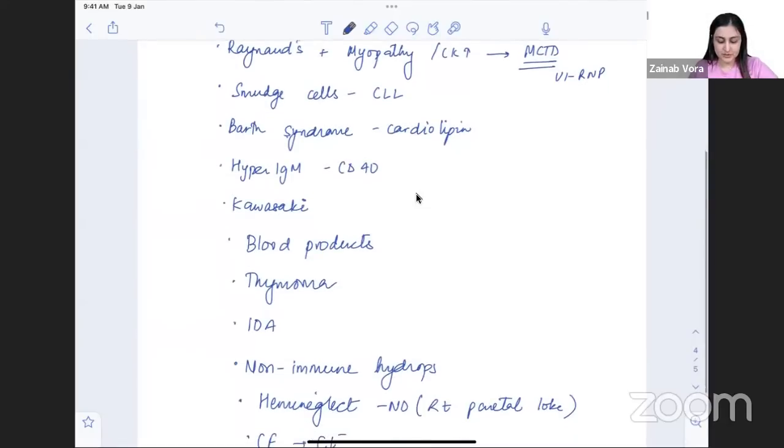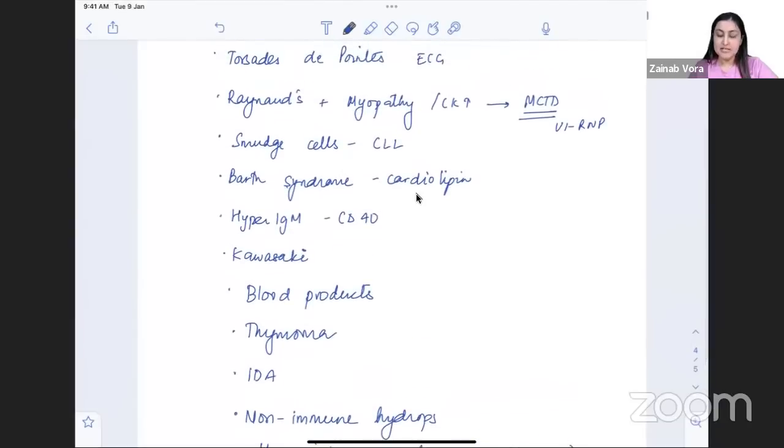Yeah, ye theek hai. So Raynaud's is done and Torsades is done. Smudge cells ka image tha and did ask diagnosis. Hemat ka straightforward hai. This is CLL.